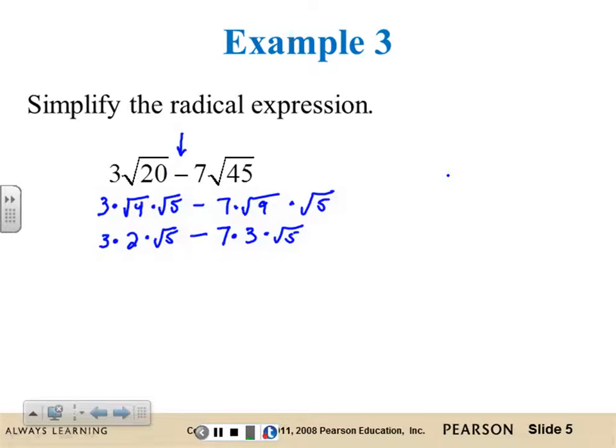Multiply out, so we have 3 times 2 is going to be 6 square roots of 5 minus 21 square roots of 5. And then when we subtract that, we're going to get, I think 15. 6 minus 21? Yeah. So you have negative 15 square roots of 5.